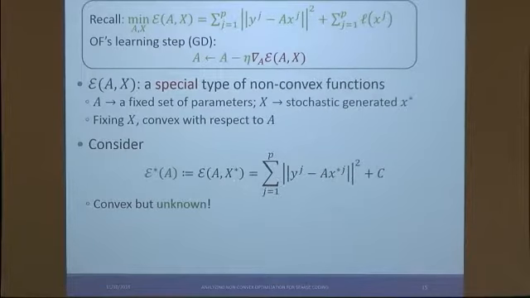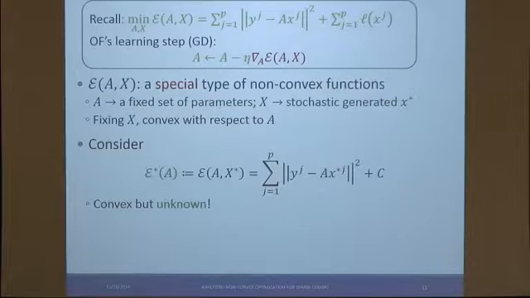Which we don't know, but let's do a thought experiment. Let's just plug in x star. We get a function that only depends on A, and this penalty term becomes a constant, and this is a quadratic function over A. So this is convex, but it is not known. It's a hypothetical. It's a thought experiment.